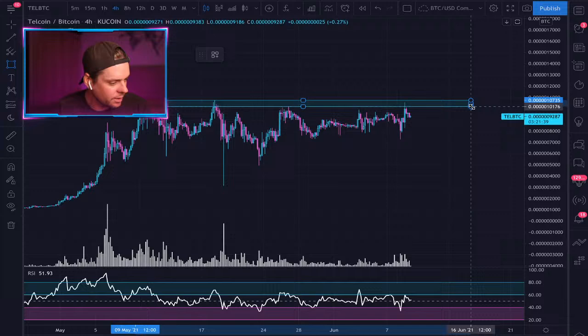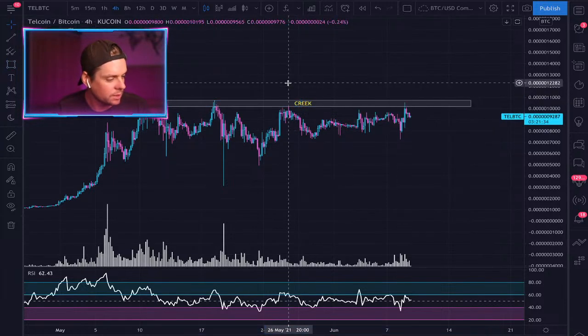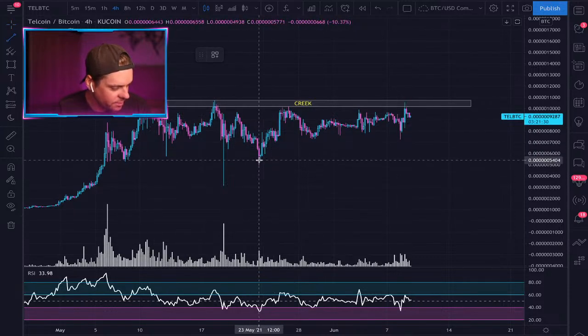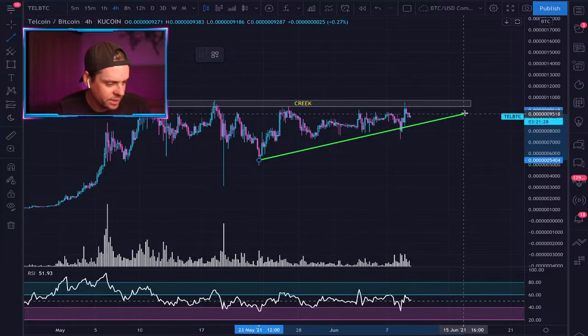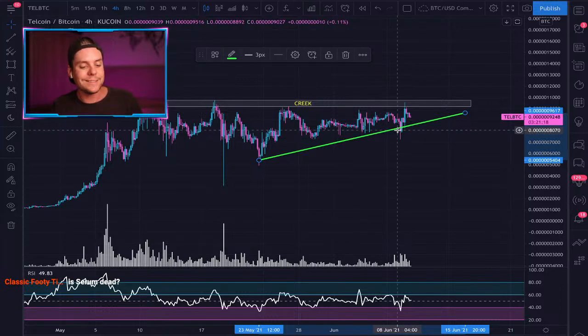I'd say this is your creek line here. You want to get above this. We got some upsloping lows in the middle of the range here, but you want to be aggressive with this, man. Make sure you're using stops. There's no point in losing a bunch of money over a shitcoin. Make sure your stops are in place with any trade that you take on this one, and buy these dips.